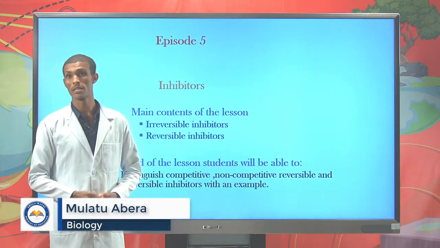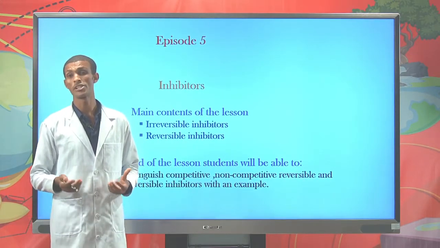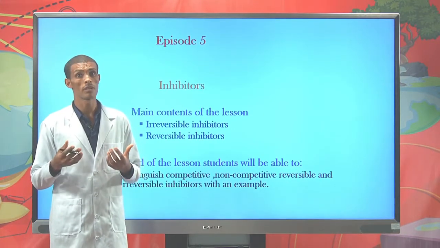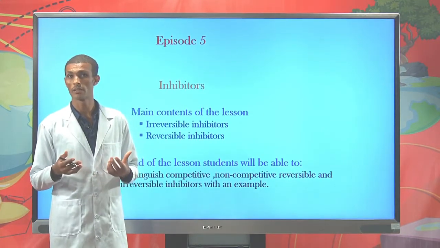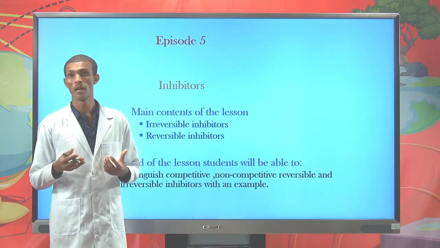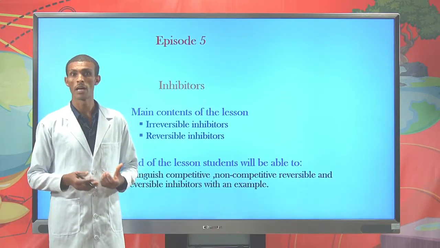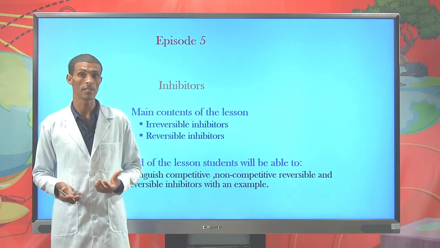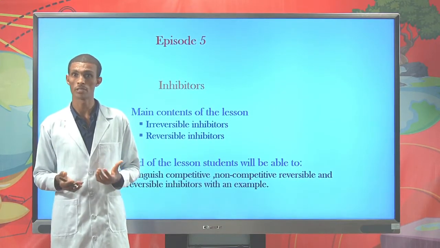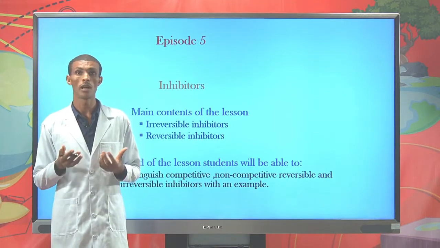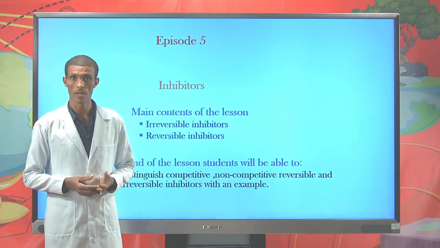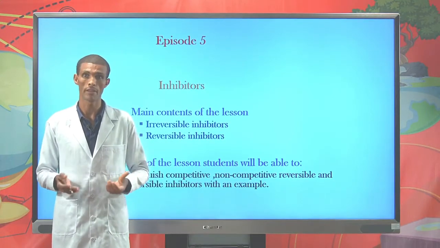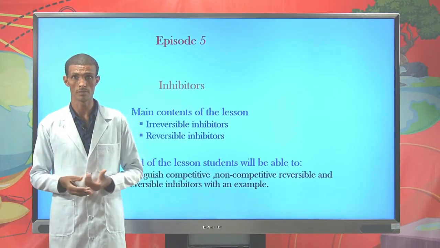In our last lesson, we have seen the nature and properties of enzymes and the models of enzyme action, like the lock and key model and the induced fit model. As well, we have seen factors that affect enzyme activity, like temperature, pH, and substrate concentration. Now, we are going to see another lesson, lesson 5, which is inhibitors.